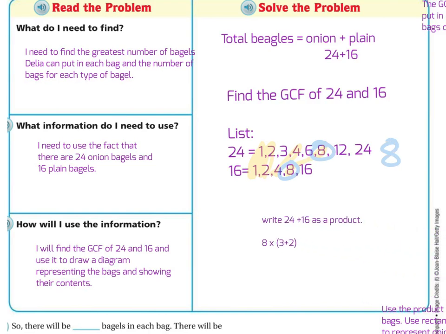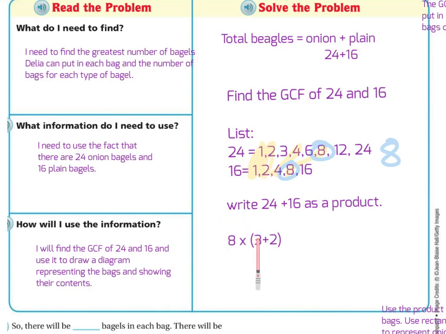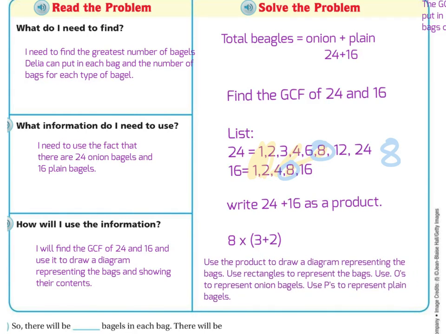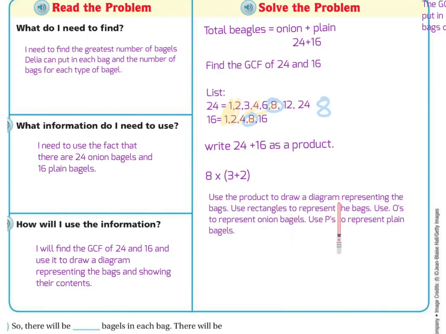So now I'm going to write 24 and 16 as a product, so that means I'm pulling that 8 out using the distributive property. And so 8 times 3 would get me the 24, and 8 times 2 would get me the 16. So then I'm going to use the product to draw a diagram representing the bags. I'm going to use rectangles to represent the bags, and I'm going to use O's to represent the onion bagels, and I'm going to use P to represent the plain bagels.